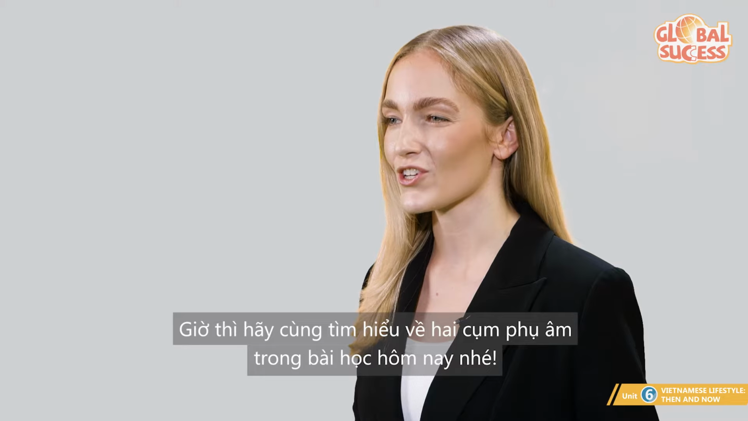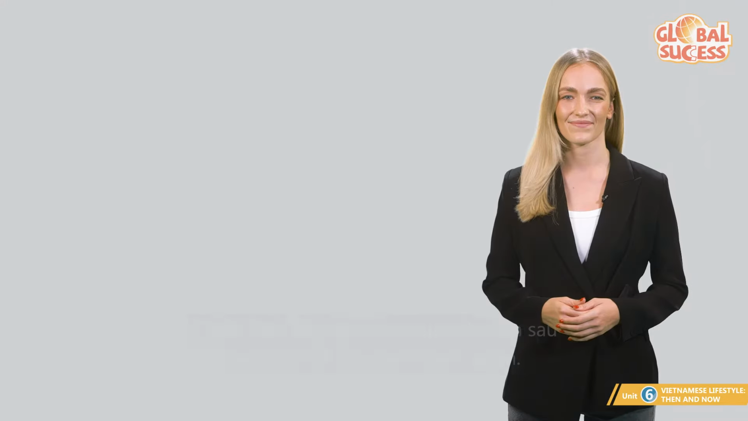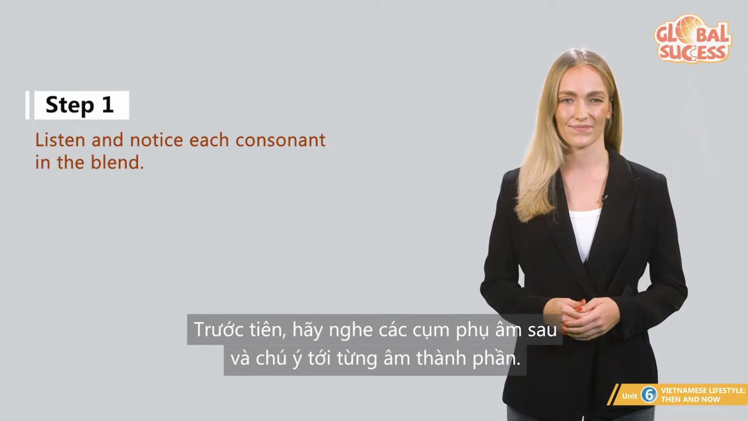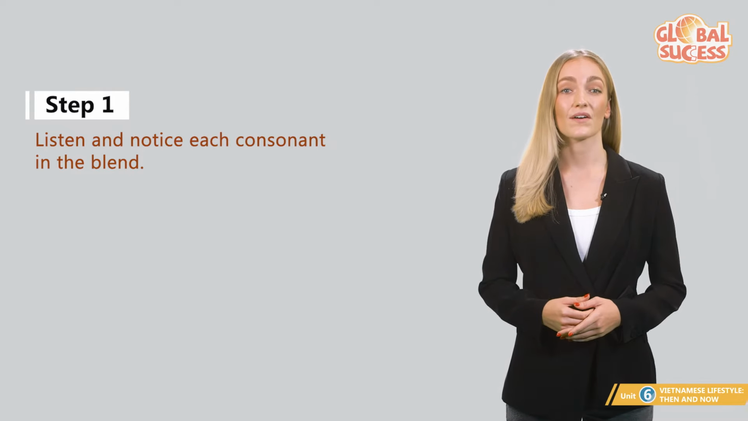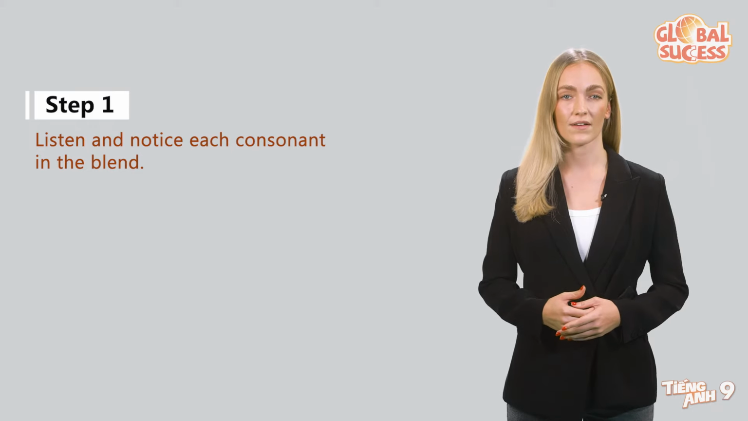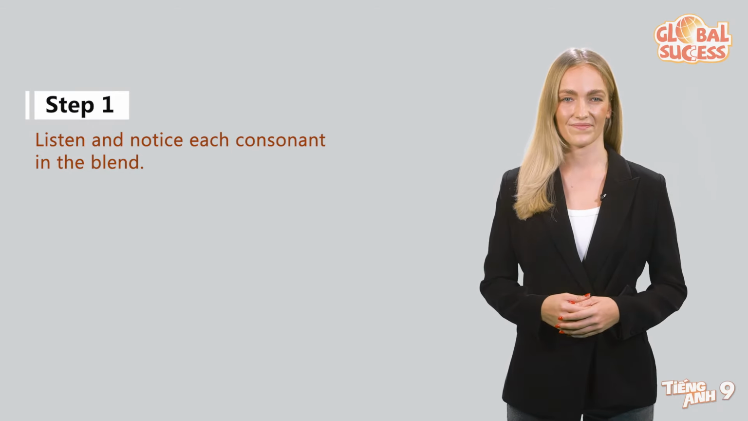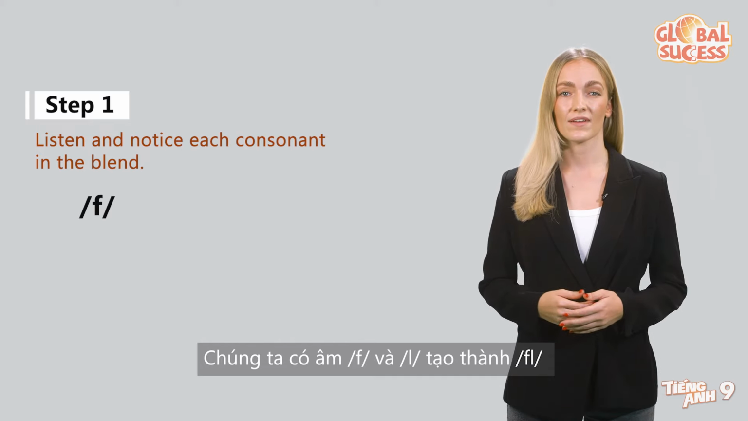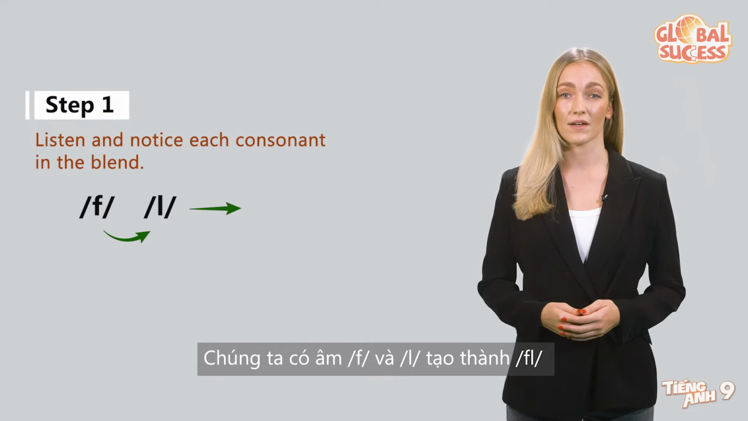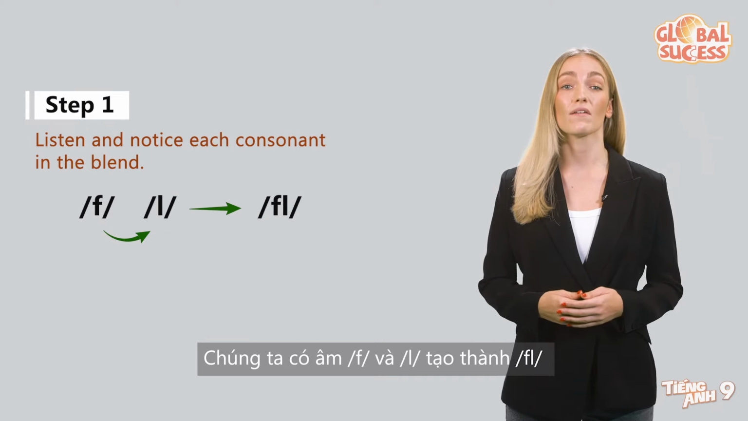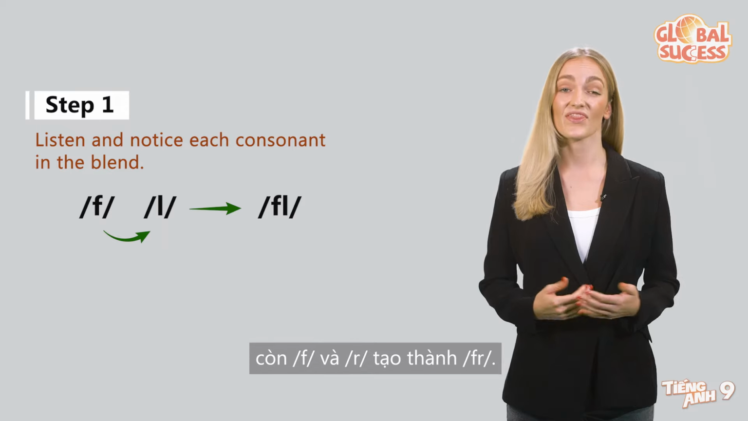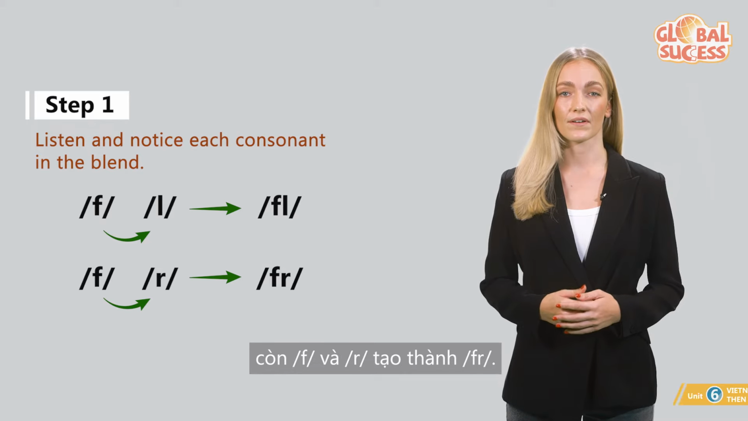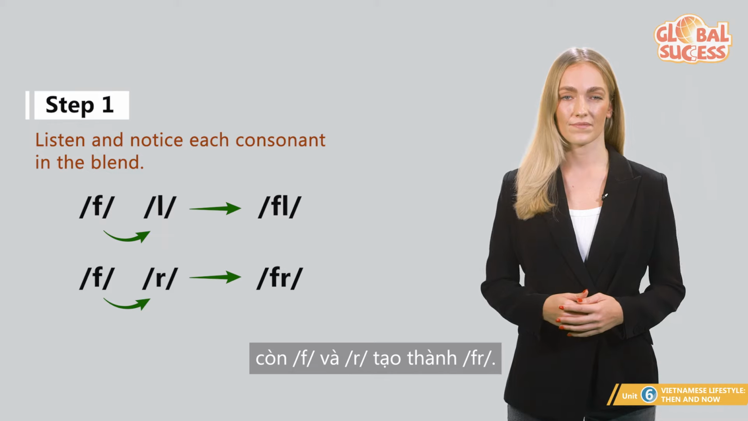Now, let's go straight to the two consonant blends of today's lesson. First, listen to the blends and try to notice every individual consonant. Fl. Fl. Fr. Fr. What consonant sounds can you notice in each blend? We've got f and l that make up fl, or more clearly, fl. Then f and r that make fr, or more clearly, fr, fr.